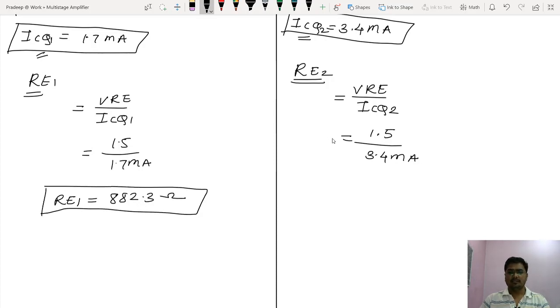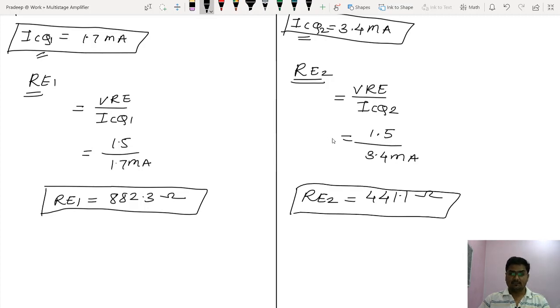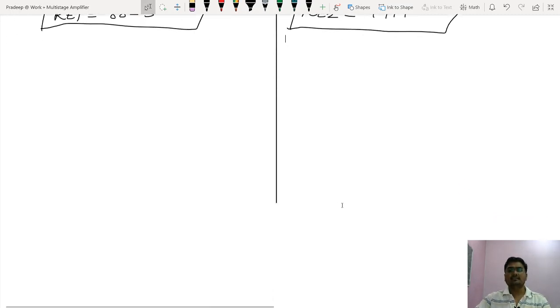Obviously here the value will be, yes, exactly, it is half of that. That is 441.0.1 ohm. So this is the value for Re2. See, the procedure is same as that of single stage RC coupled amplifier. Only I'm parallelly calculating values for stage 1 and stage 2. It is a good practice and a good method to teach you, and to understand actually. Now after that, calculation for biasing resistors.